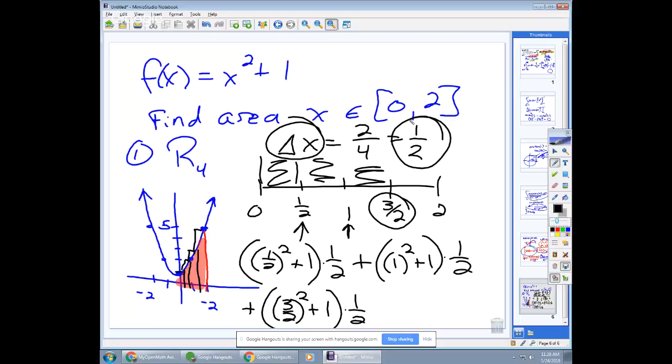Last rectangle, what's the height? 2 squared plus 1, times the width 1/2. Now run that in your calculator and get a number. Right, so let's see, I'm going to put that on a new page in a second.